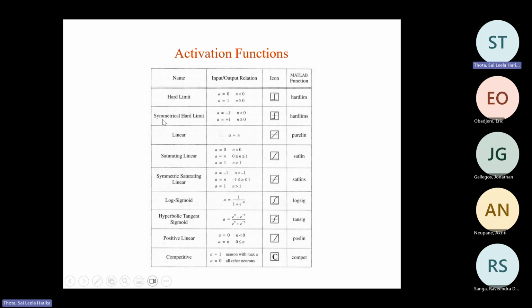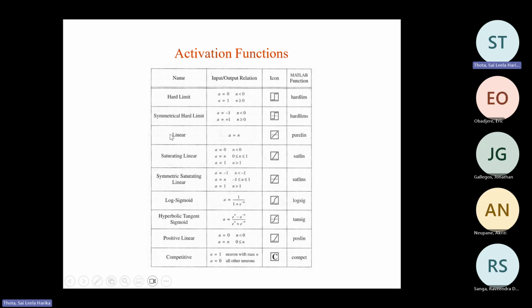And next, coming to the symmetrical hard limit. This is the name of the function, and this is the input and output relation if you consider this function in your model building. So we have a equal to -1 and a equal to +1. So there are only two values for the output, -1 and +1. So the graph will lie only between -1 and +1. This is how the graph will look for the symmetrical hard limit. And this is the MATLAB function, hardlims.